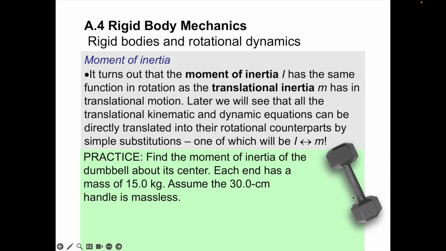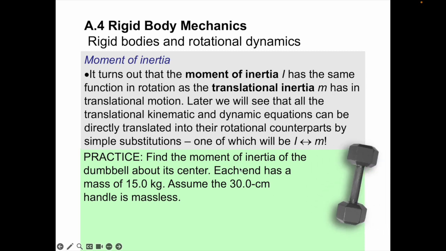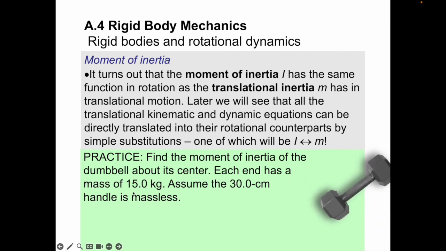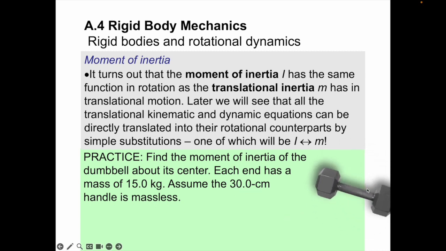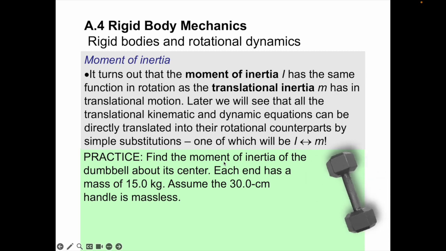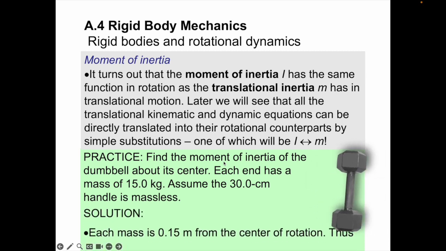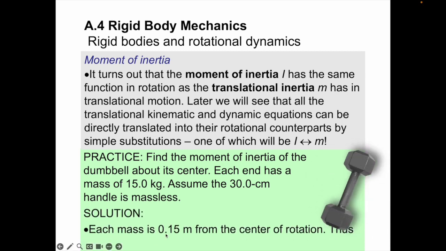So in this case, let's practice with a dumbbell here. Find the moment of inertia of the dumbbell about its center. Each end has a mass of 15 kilograms. Assume the 30 centimeter handle is massless. So between these two, we're going to use that formula and figure out the moment of inertia, or solving for I in this case. Each mass is 0.15 meters from the center of rotation.